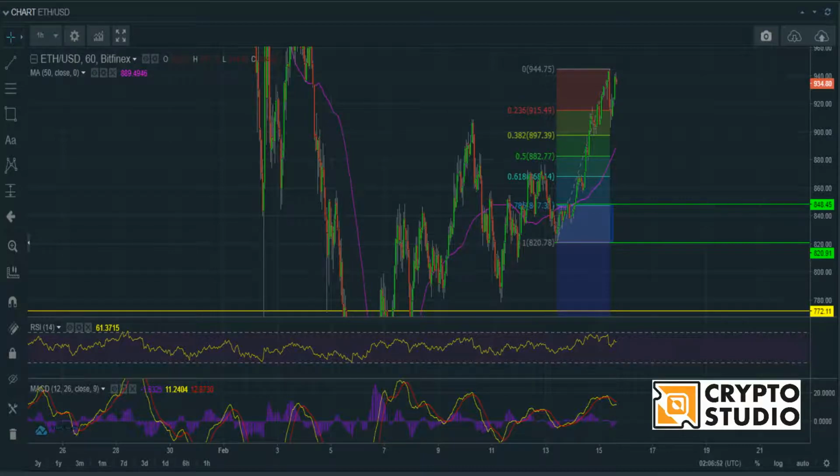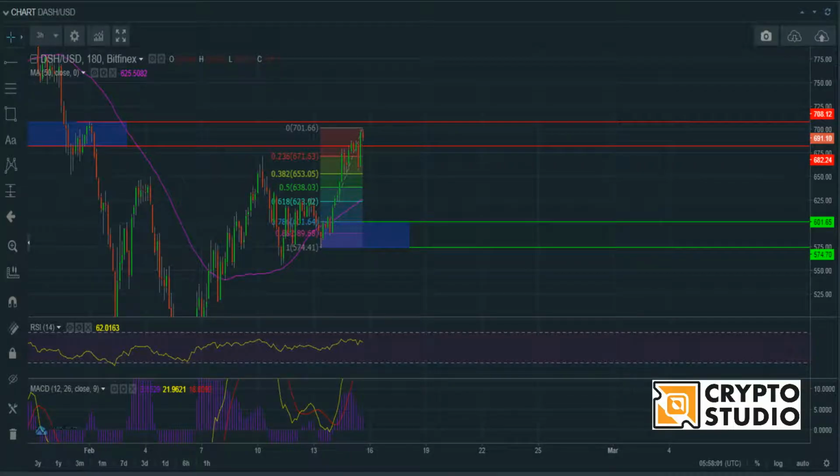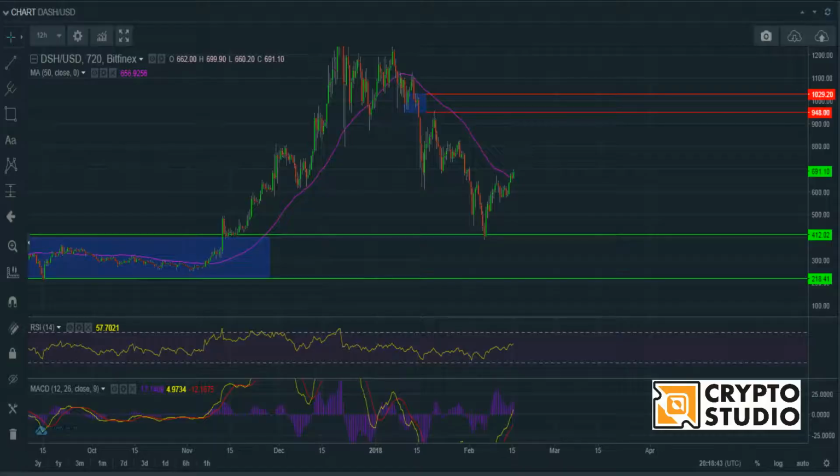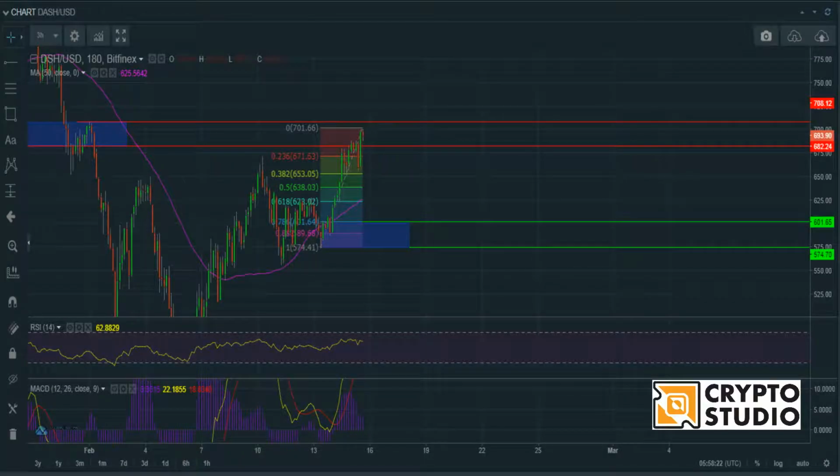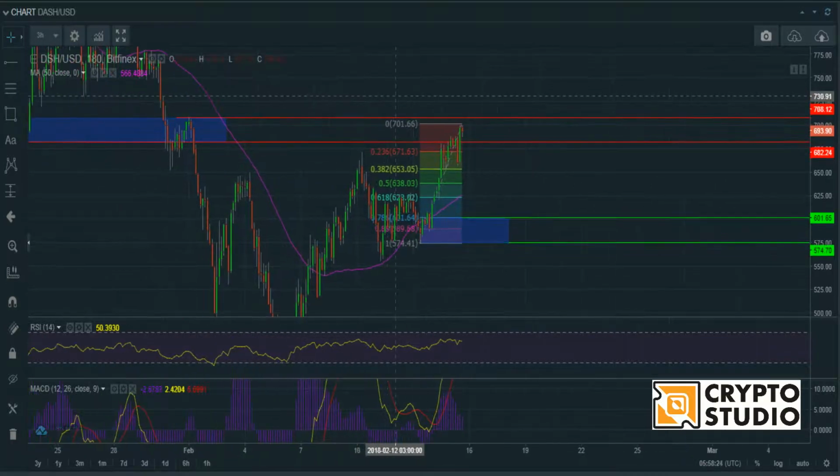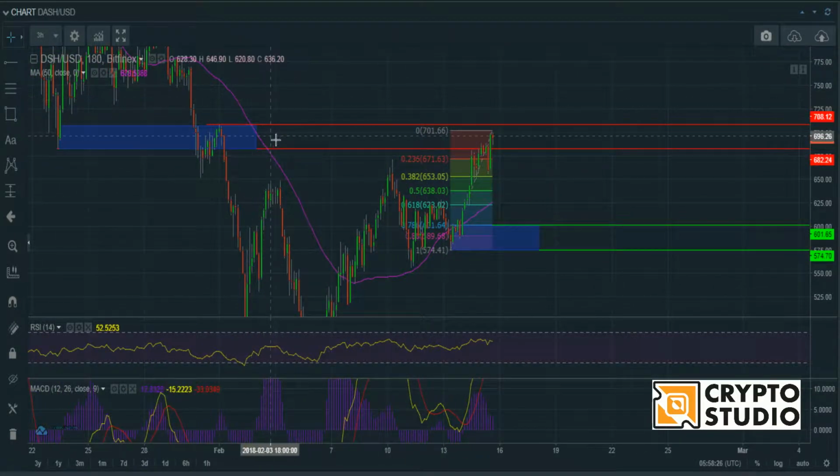Now let's go to Dash. All right, let's start on Dash, the higher time frame. We have Dash already moving out of the 411 area. This was the trade from last week and everything, but we have to go to a smaller time frame to look for a setup. Now we have a really good resistance area here, which is hitting right now.